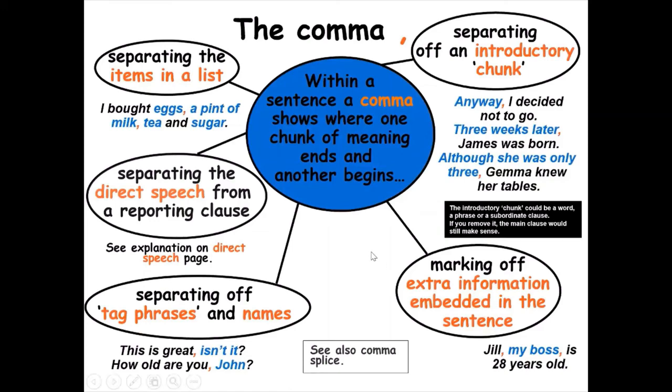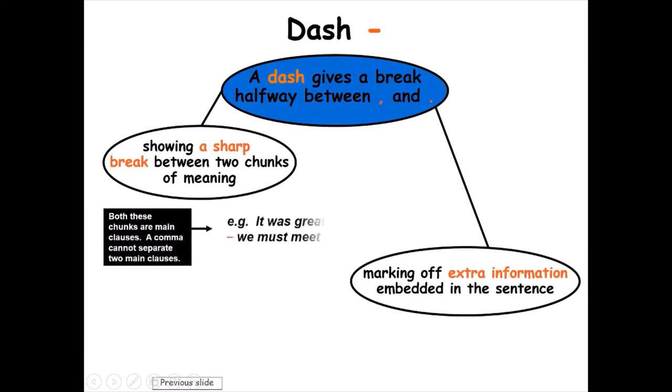Yeah, moving on. Next is, well, dash. Do we use dash a lot? A dash gives a break halfway between the comma and a full stop. For example, showing a sharp break between two chunks of meaning. It was great to see you. We must meet again.